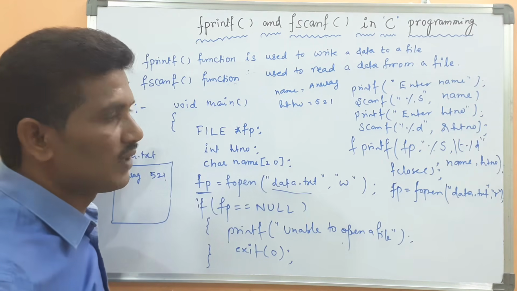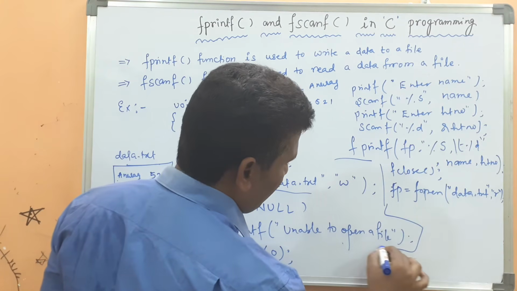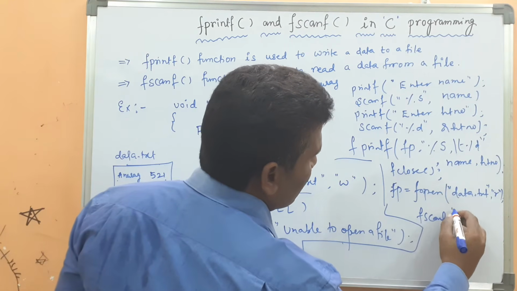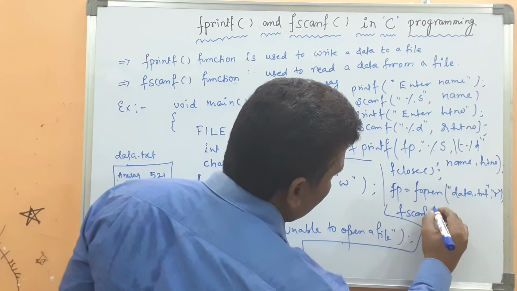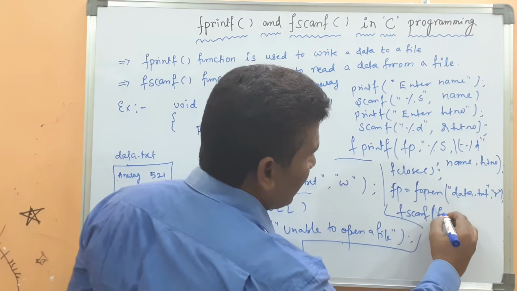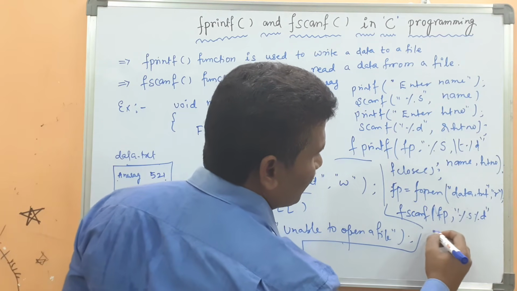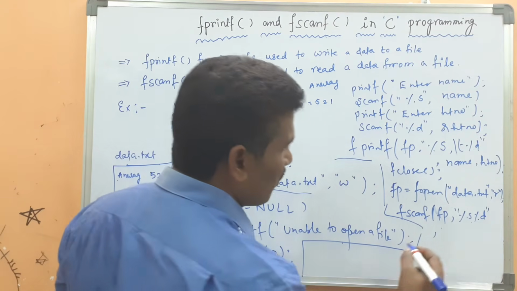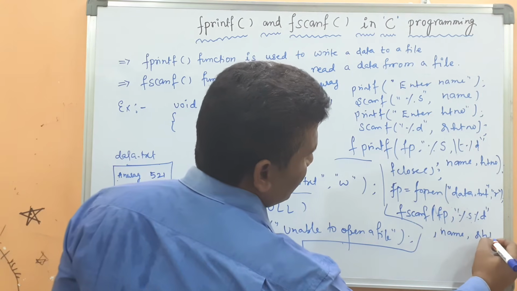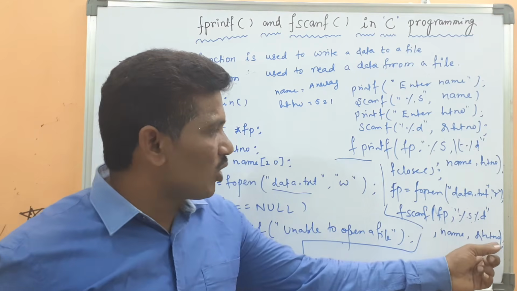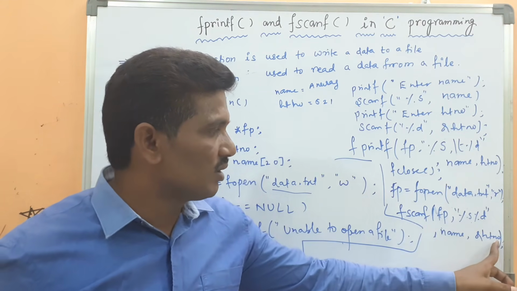How? By using the fscanf function. Fscanf, file pointer is what? fp, then %s, then %d, comma, then for the string the address operator is not required, name, then address of article number. Because we are reading the name and article number from the file, in the case of a string the address operator is not required, you know it already. Then %d, address of article number.